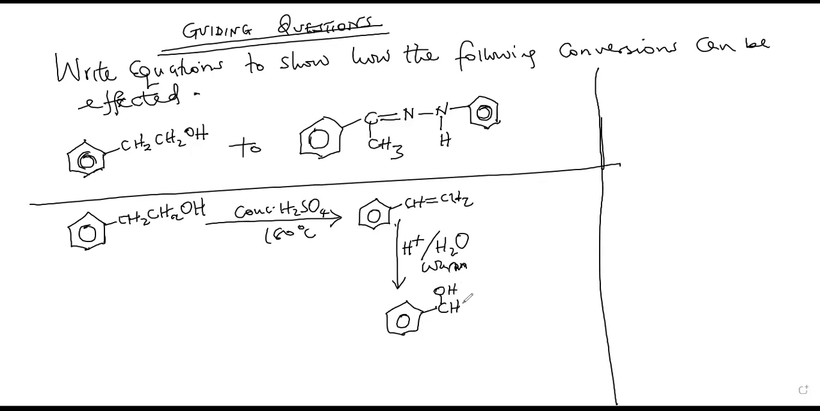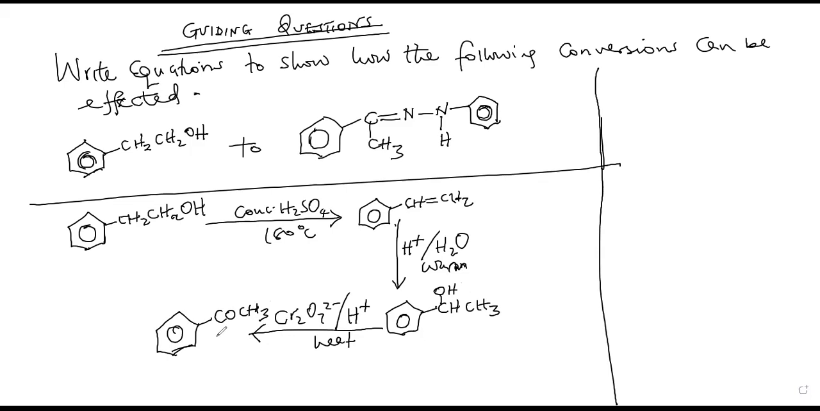OH, CH3. Now, this secondary alcohol can be oxidized. You can use any strong oxidizing agent, Cr2O7 2- acid, then you heat, and this one will form a carbonyl compound. After forming the carbonyl compound, one can do that. Or one can write it as this.